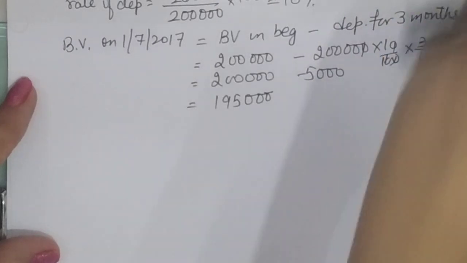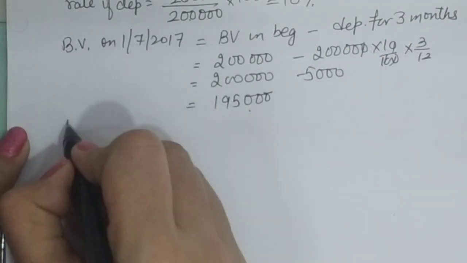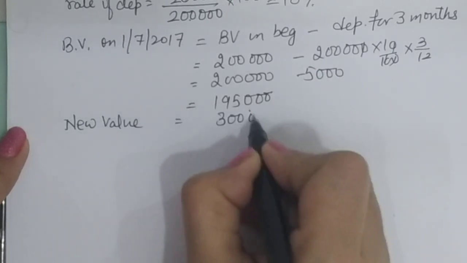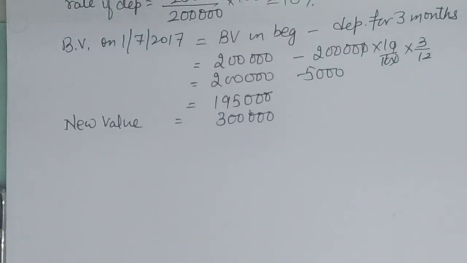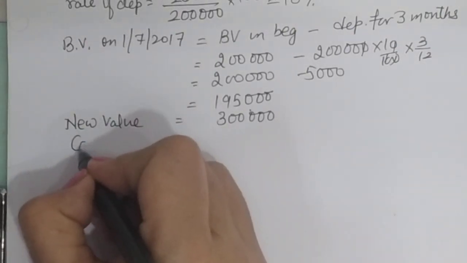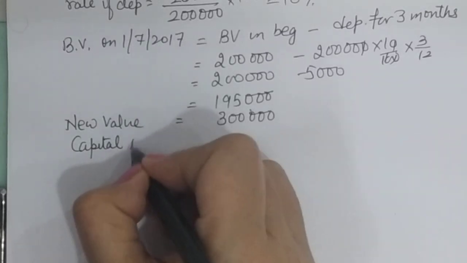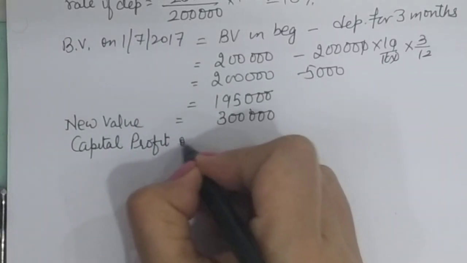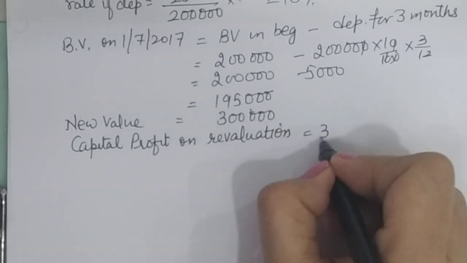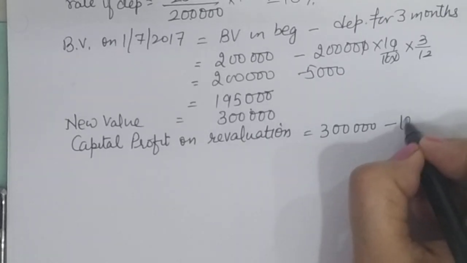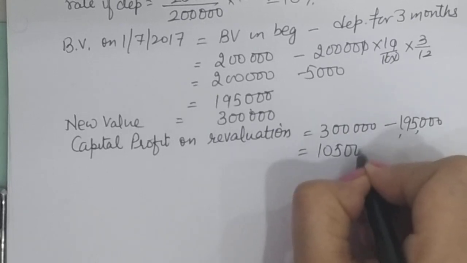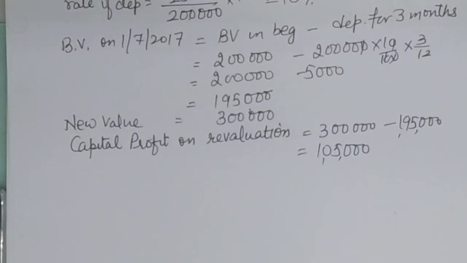So if the value is 1,95,000 and you revalue it at 3 lakh as given in the question, do we have a case of profit or loss? New value is more, it means there is a capital profit on revaluation, which is the difference, 3 lakh minus 1,95,000. So 1,05,000 is the new profit on the revaluation.